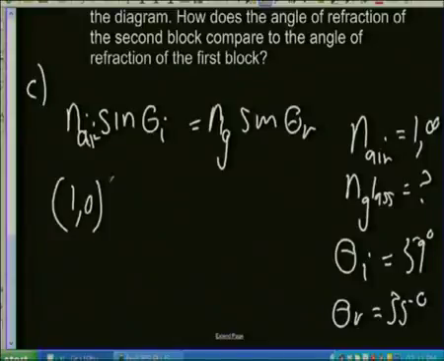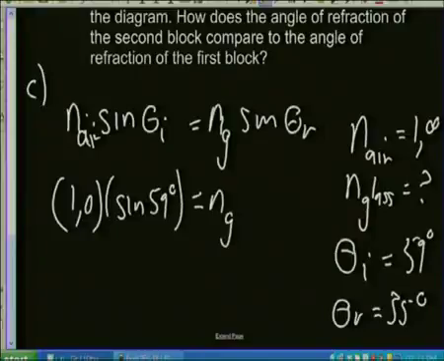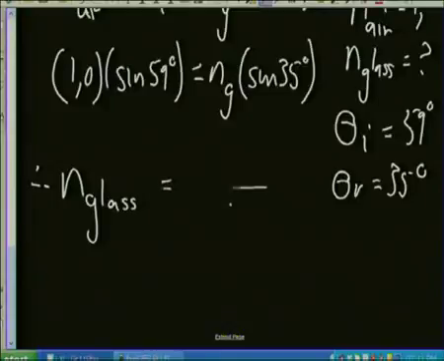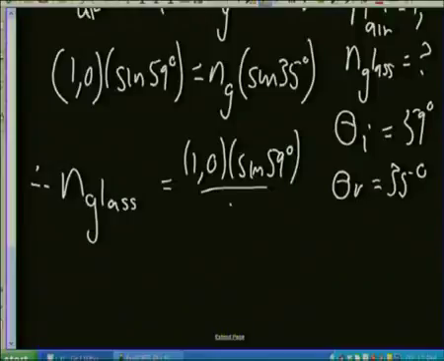And so I'm going to say 1.0 multiplied by sine of the angle of incidence, 59 degrees, is equal to the refractive index of glass times the sine of the angle of refraction, which was 35 degrees. So there I go. And what does that tell me? To get the refractive index of this particular glass, not all glass is the same, we're going to take 1.0 times sine of 59 degrees, and divide it by the sine of 35 degrees.